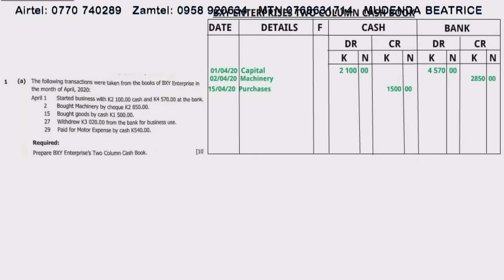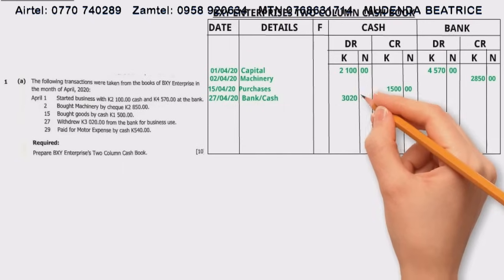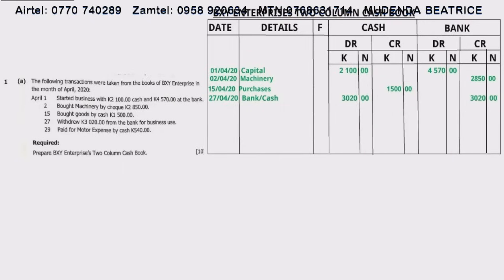So from the cash column we are going to debit this transaction, which is 3,020 kwacha, and on the bank section we are going to credit, because from the bank account he has removed some money, so we credit this 3,020 kwacha. On the cash side we debit, on the bank side we credit.